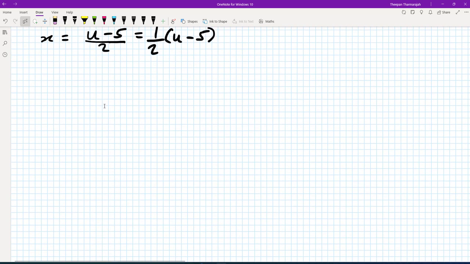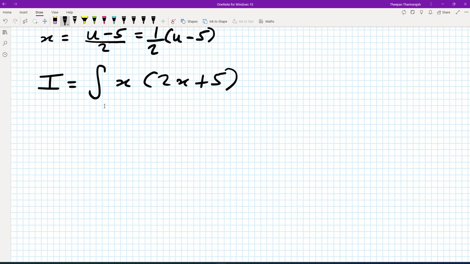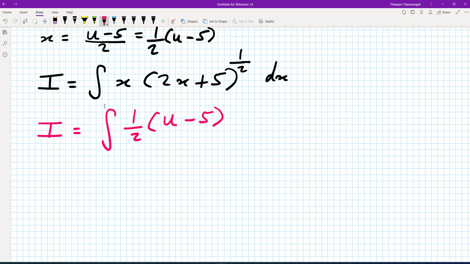So we're going to replace everything in the integral. I'm going to write the original integral out here. So the integrand is the integral of x times 2x plus 5 all raised to the power of a half dx. That's the original integral. Now we're going to substitute everything with what we have. So it now becomes a half times u minus 5. That's what x is. 2x plus 5 raised to the power of a half now becomes u to the power of a half. And we said that dx now is a half du.